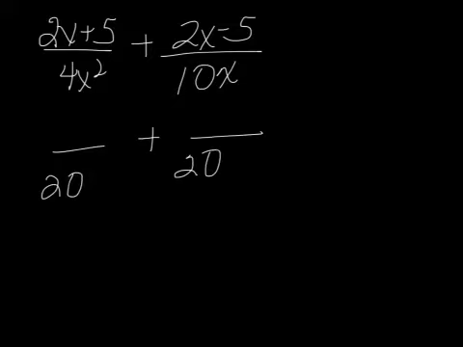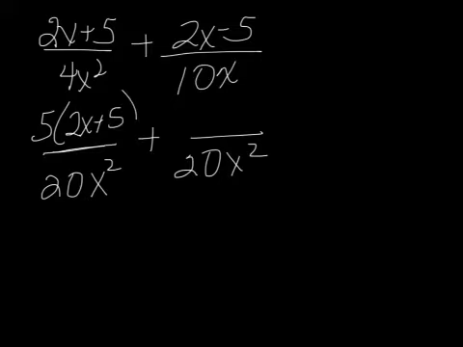The common denominator between x squared and x, since they are the same, you have to take the highest power. So it's x squared. Well, I multiply 4 times 5 to get 20, and I already have my x squared. I multiply 10 times 2 to get 20, and I have one x and I need another x, so I have to multiply by 2x.